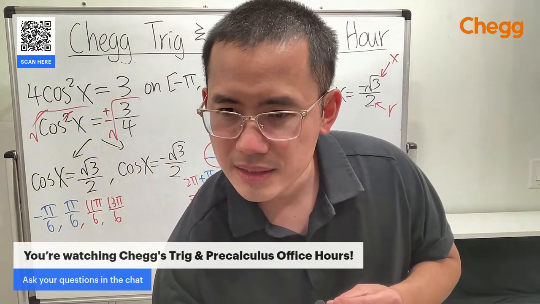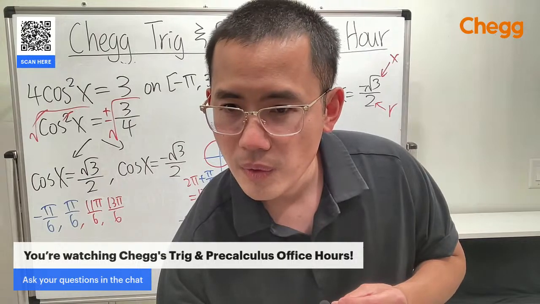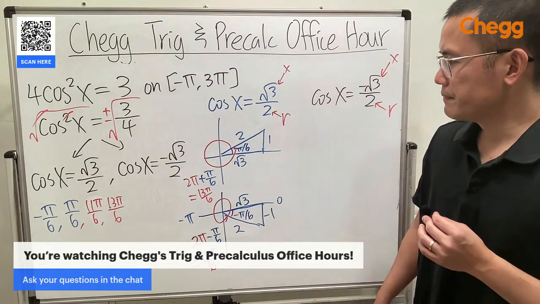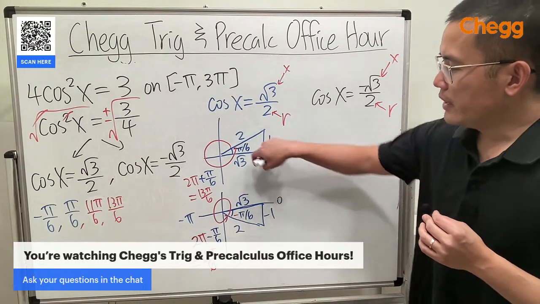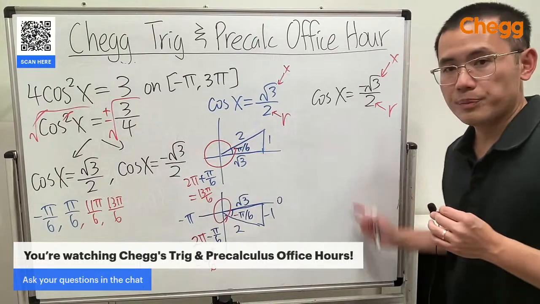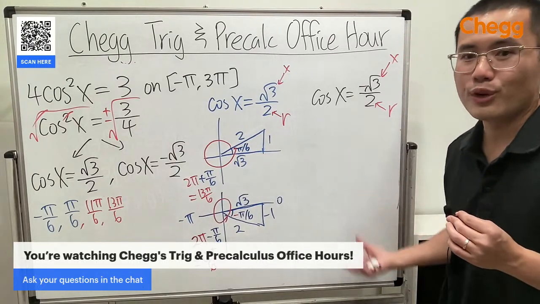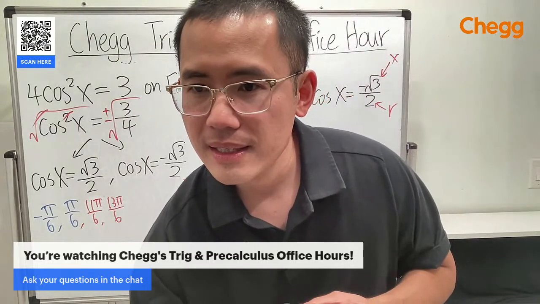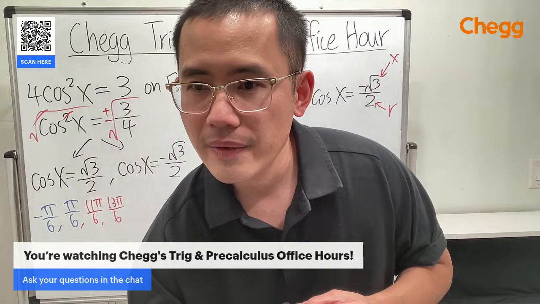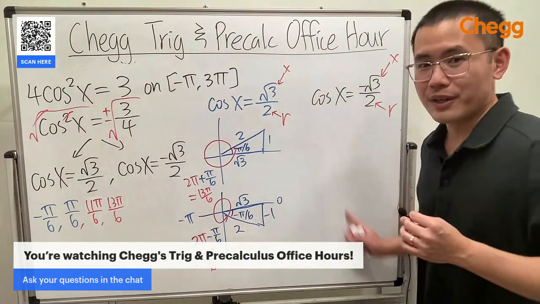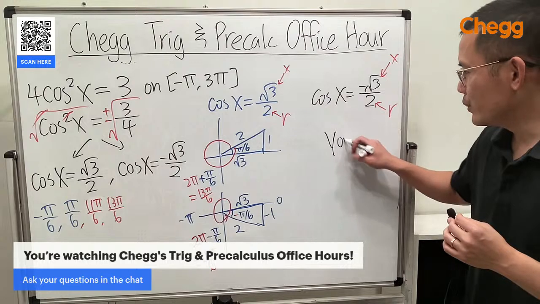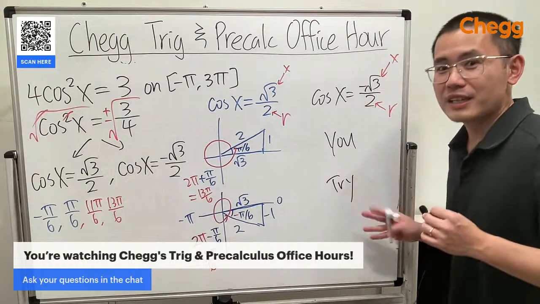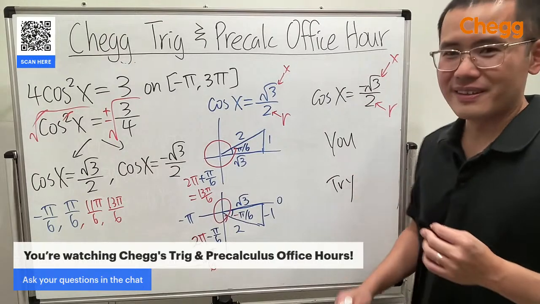Let's see. What about negative 2 pi over 3? Negative 2 pi over 3 will be somewhere right here, so it's going to be in this situation. I'm going to leave that to you guys. All right? Negative 5 pi over 6. Again, it's going to be from here. And that's it. You try this one. You will have 4 more answers from here, right?